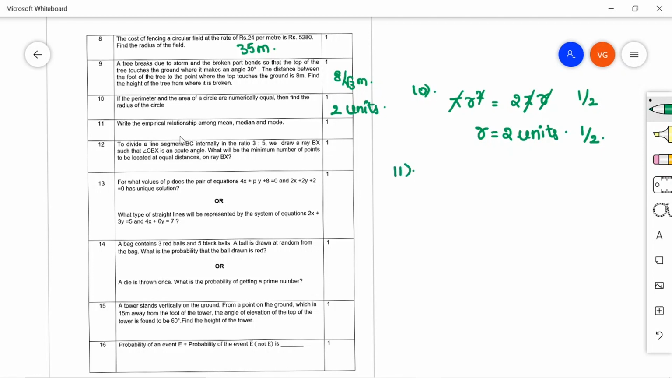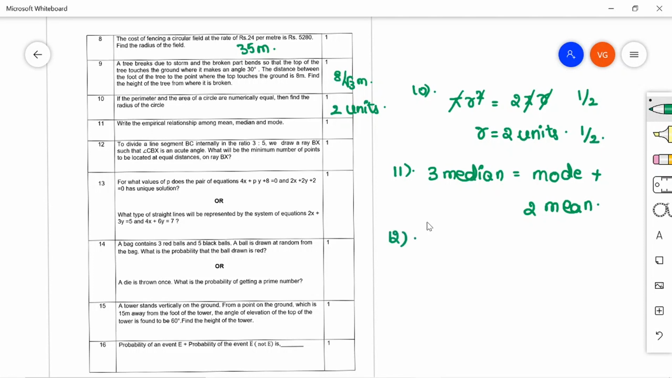Next, question number 11. Write the empirical relationship between mean, median and mode. This is just a simple formula. Directly you can write 3 times median is equal to mode plus 2 times mean, right? So straight away you will get 1 mark for this after writing this.